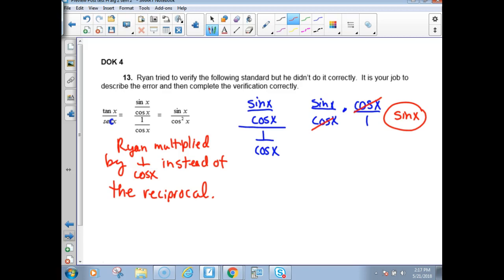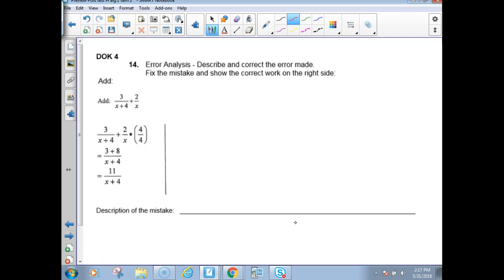And then we showed the right answer. Okay, 14, error analysis. Again, describe and correct the error made, fix the mistake, and show the correct work on the right side. Well, let's see. Whoa, this person, okay. Whoever they are, they had the wrong common denominator.